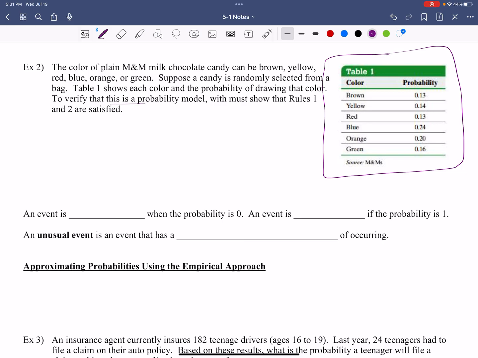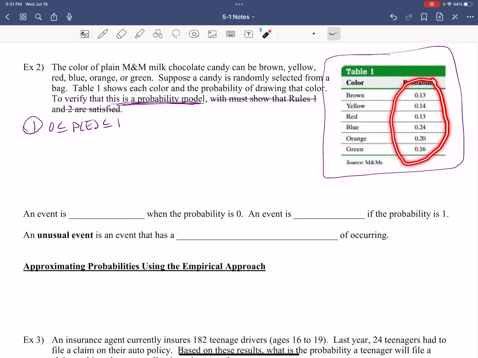Anytime it asks, is this a probability model? It's not really ever going to say, you must show rules 1 and 2. It's just going to say, verify this is a probability model. And you automatically know you have to verify these two aspects. Aspect number 1, that the probabilities are all between 0 and 1. And that's a good visual representation. Is there anything that is less than 0, is negative, or over 1? No. So we're good.